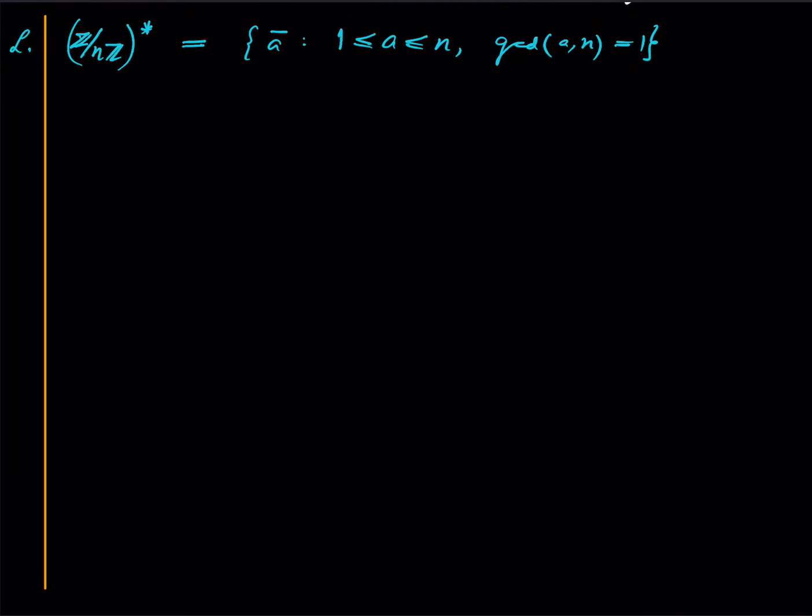And it follows that the size of (Z mod nZ) star is the number of things between 1 and n which are relatively prime to n, which is denoted by the Euler totient function phi of n. This is the Euler totient function which we discussed in a separate lecture.